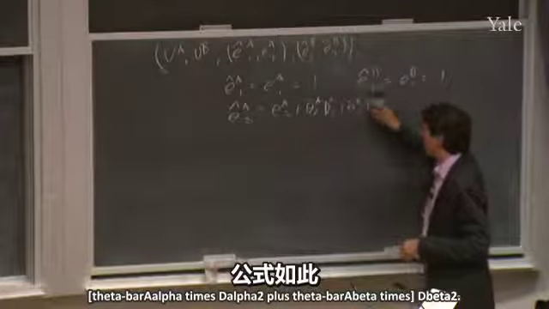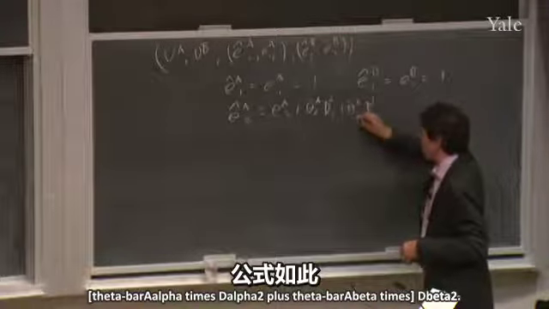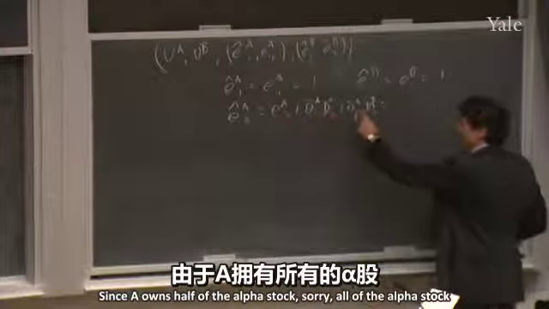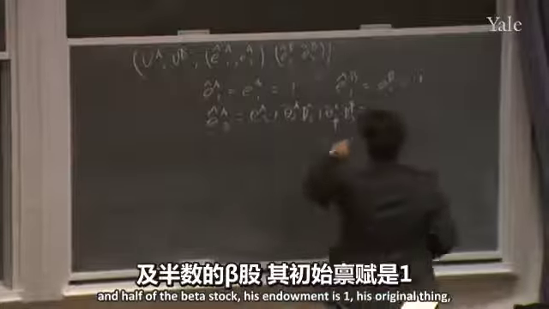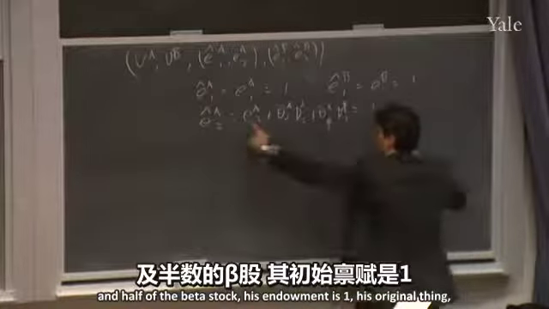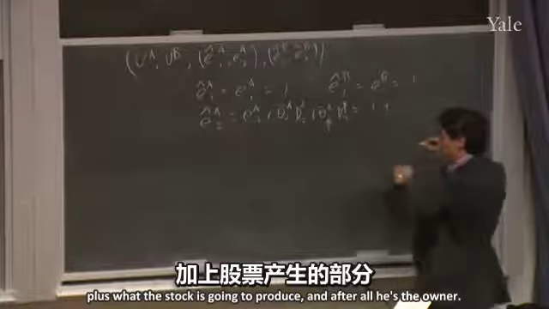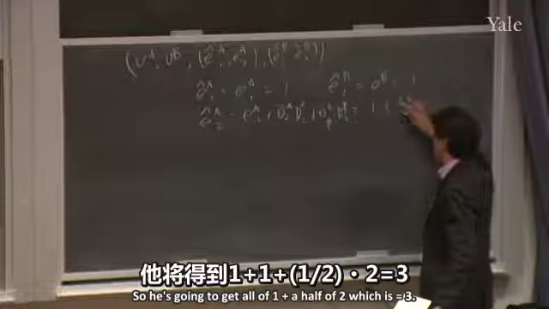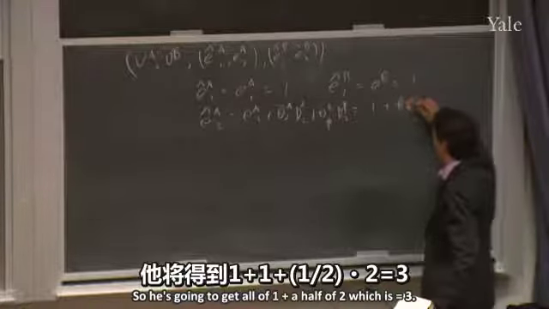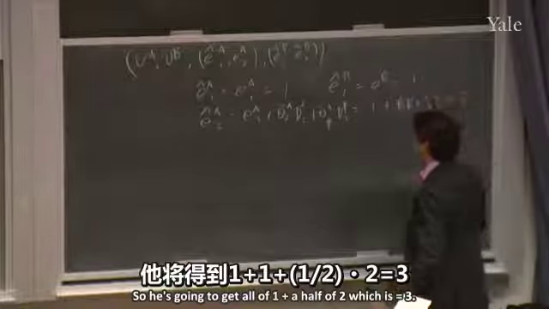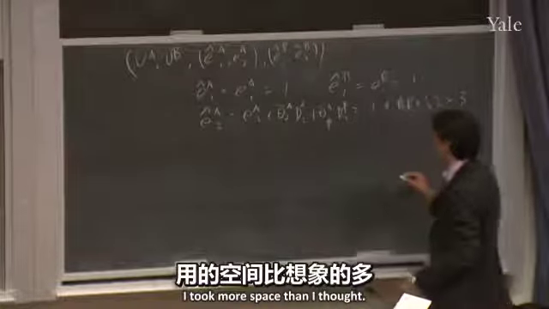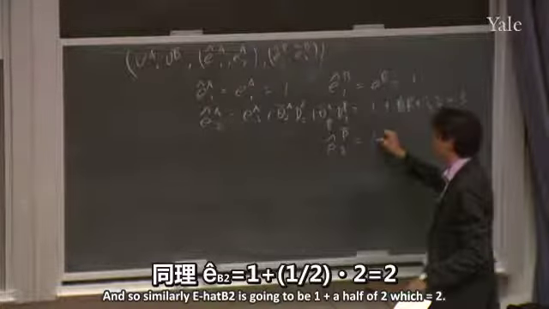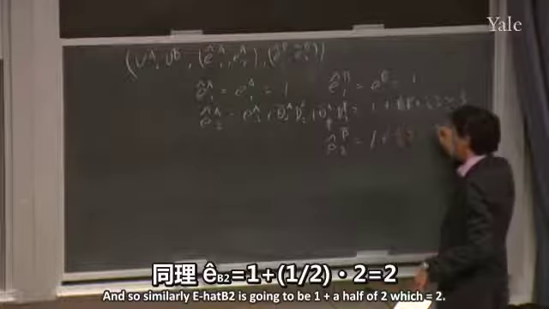A alpha of D alpha plus theta A beta of D beta, 2. Okay, so since A owns all of the alpha stock and half of the beta stock, his endowment is 1 for his original labor plus what the stock is going to produce. And after all, he's the owner. So he's going to get 1 plus all of 1 plus a half of 2, which is equal to 3. And similarly, E hat B2 is going to be 1 plus a half of 2, which equals 2.